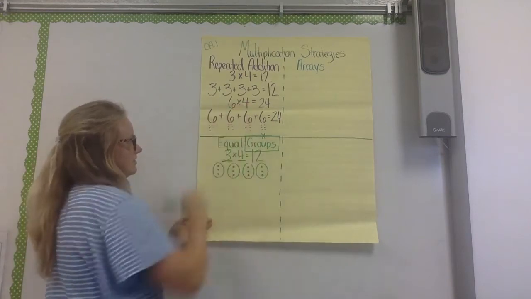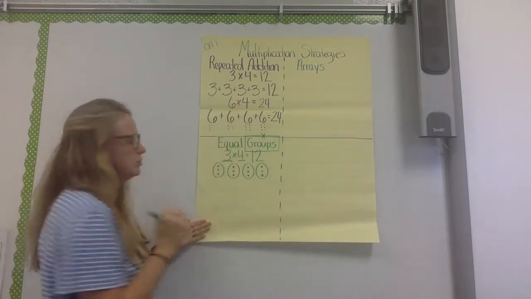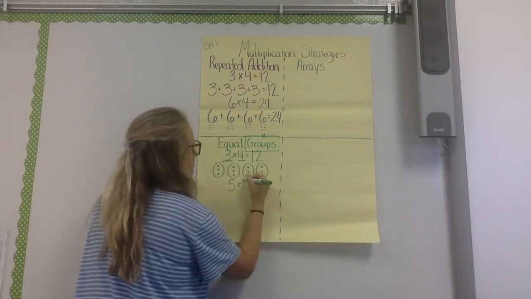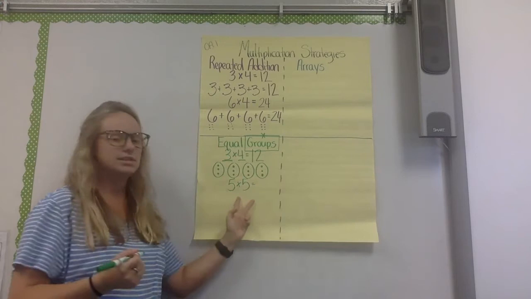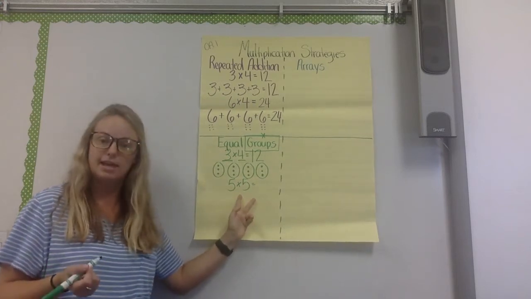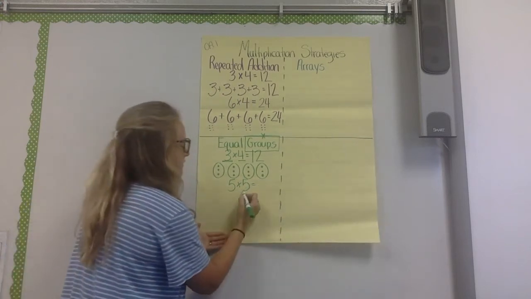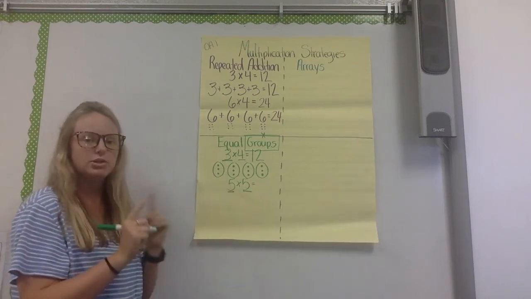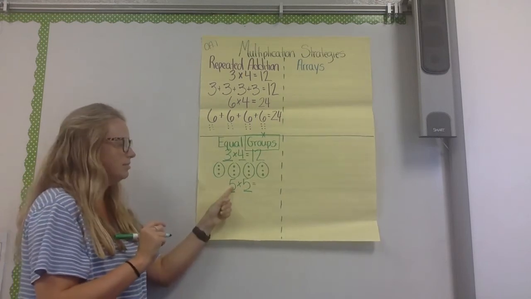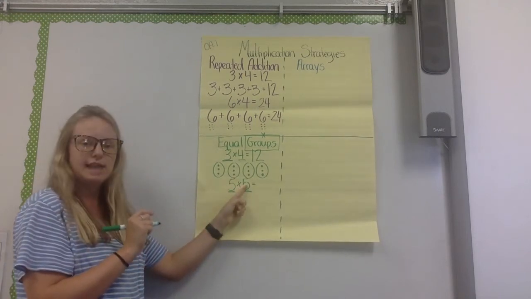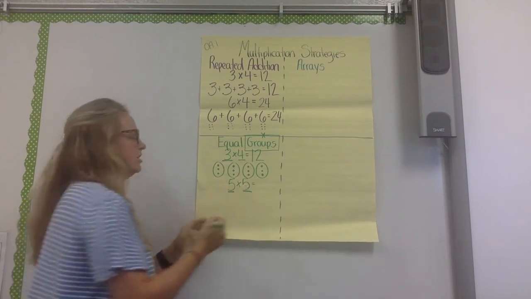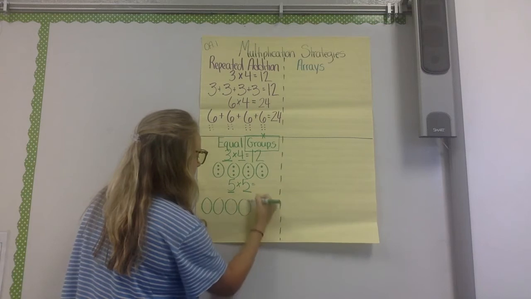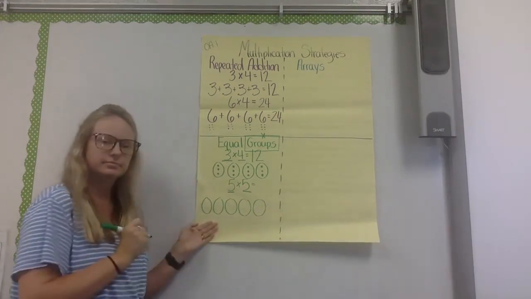Instead of 6 times 4, let's try a totally new problem. Let's do 5 times 5. We call this a double because the numbers are the same. So I'm going to draw 5 groups with 5 in each. It doesn't matter which way you do it, as long as you have one number means groups and one number means how many go inside. So, 1, 2, 3, 4, 5.